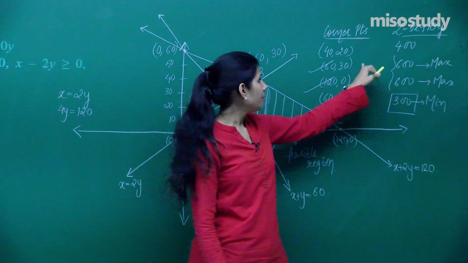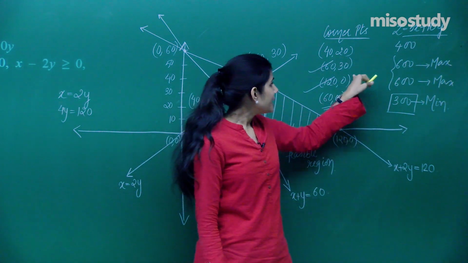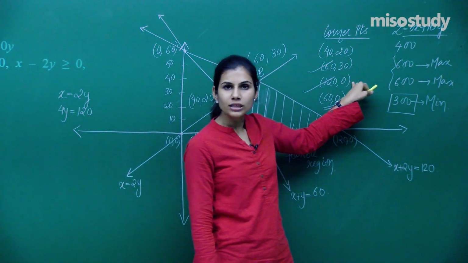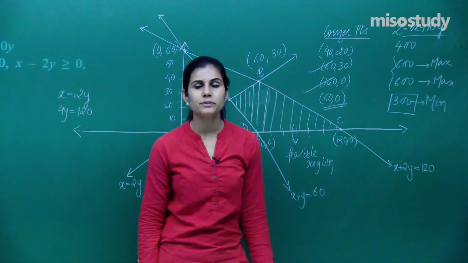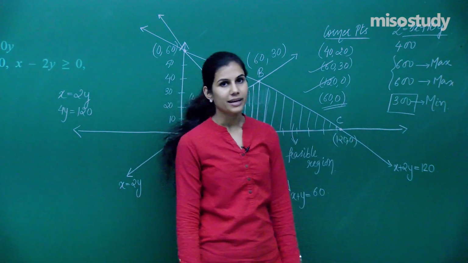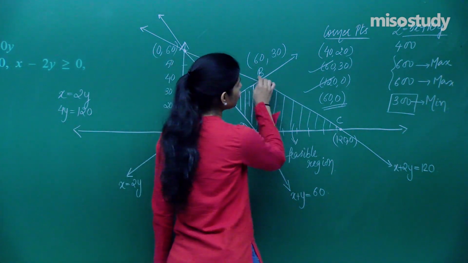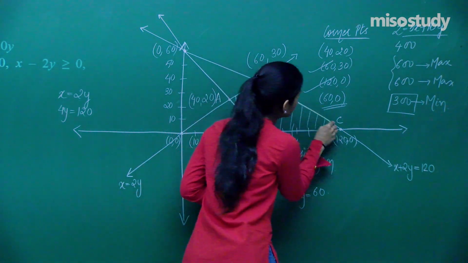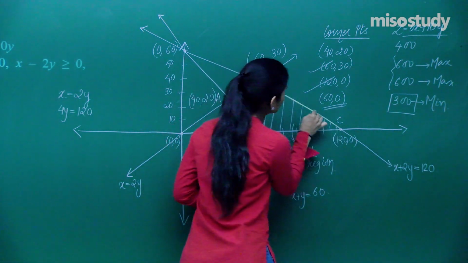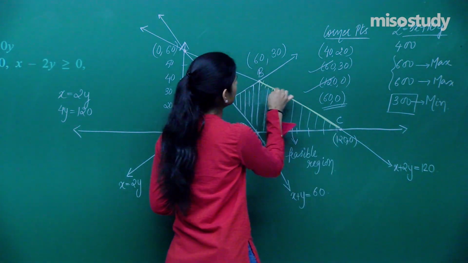That does not mean that only these 2 points are optimal solutions for maximizing z. The entire straight line, all the points lying on the line segment joining these 2 points is my optimal solution for maximizing z. So the entire line segment joining 60, 30 and 120, 0, all the points lying on this segment are optimal solutions for maximizing z. All these.